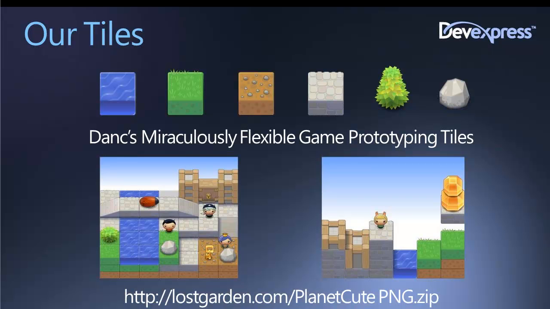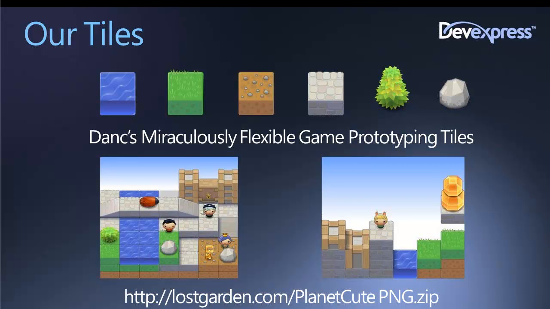So if you're listening to this later and you want to go through it and actually build out the demo as I do, you can get this particular tile set at lostgarden.com/planetcute_png.zip. And the space is important. There's also another one called Space Cute, I think, which has got little spaceships and planets and stuff. And again, it's for prototyping other types of games.